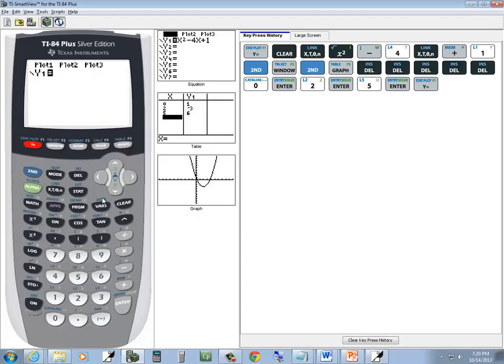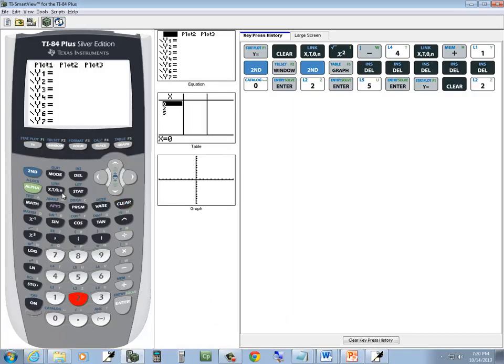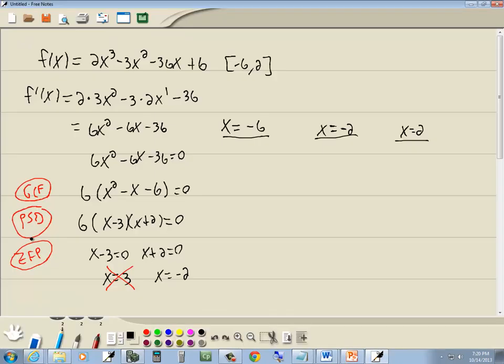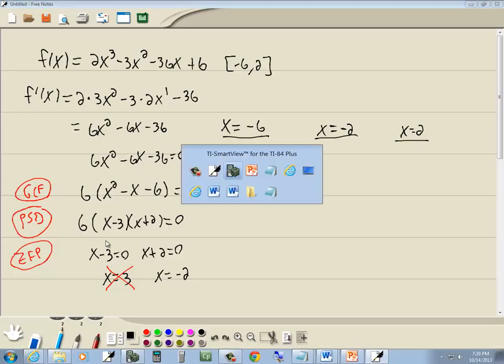So press y equals, clear. We've got 2x to the third, so 2x to the third minus 3x squared minus 36x plus 6.